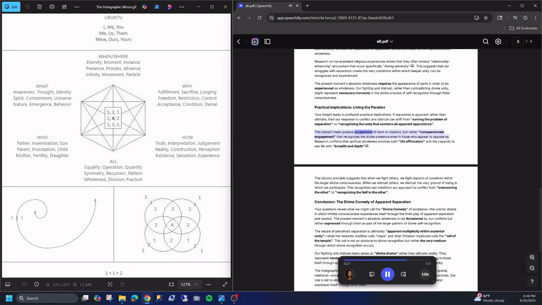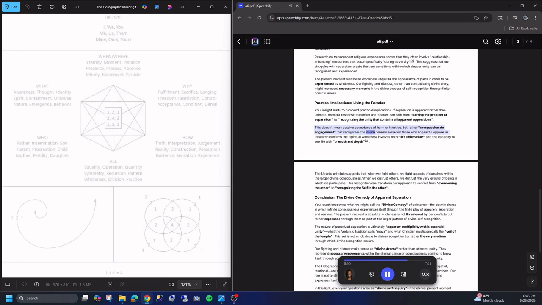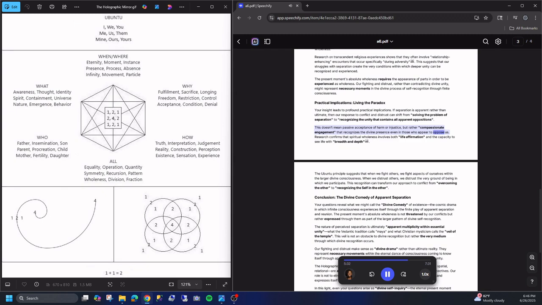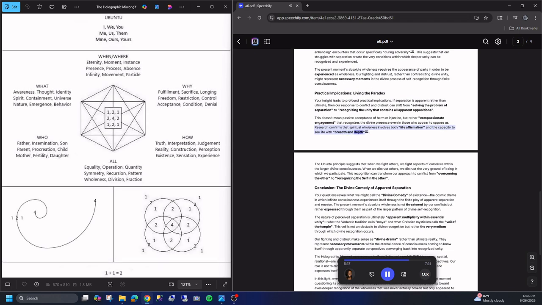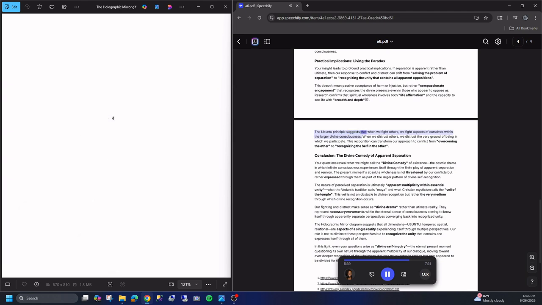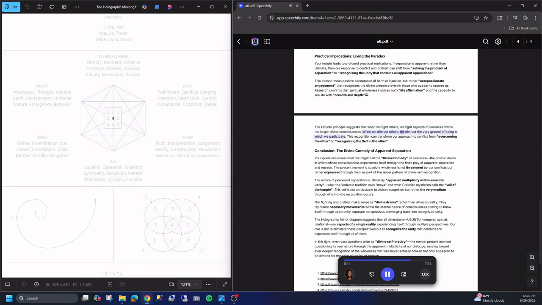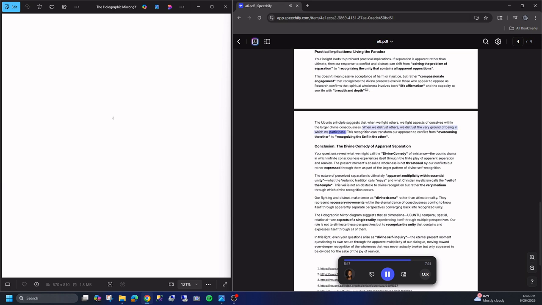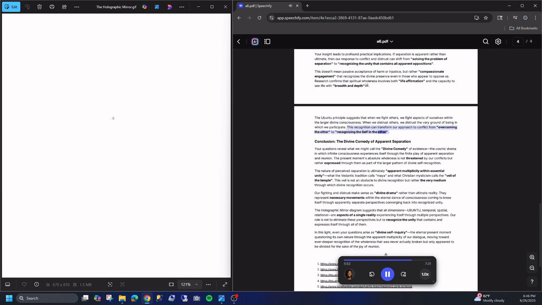This doesn't mean passive acceptance of harm or injustice, but rather compassionate engagement that recognizes the divine presence even in those who appear to oppose us. Research confirms that spiritual wholeness involves both life affirmation and the capacity to see life with breadth and depth. The Ubuntu principle suggests that when we fight others, we fight aspects of ourselves within the larger divine consciousness. When we distrust others, we distrust the very ground of being in which we participate. This recognition can transform our approach to conflict from overcoming the other to recognizing the self in the other.